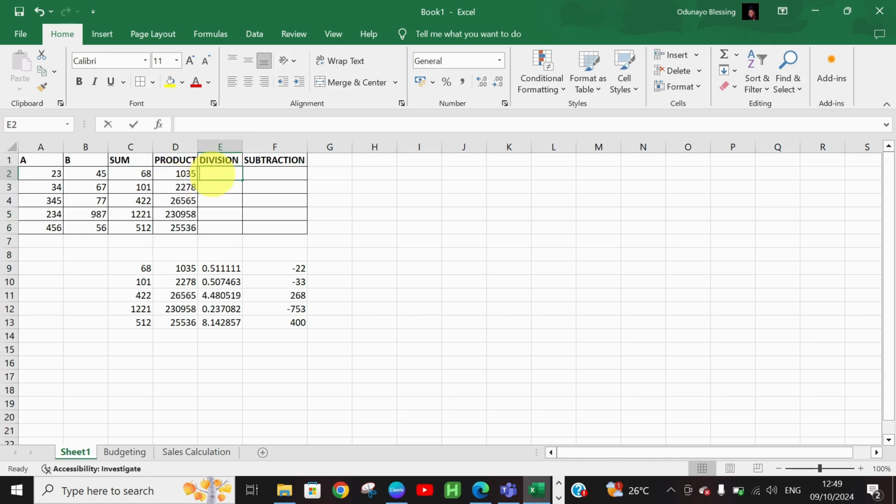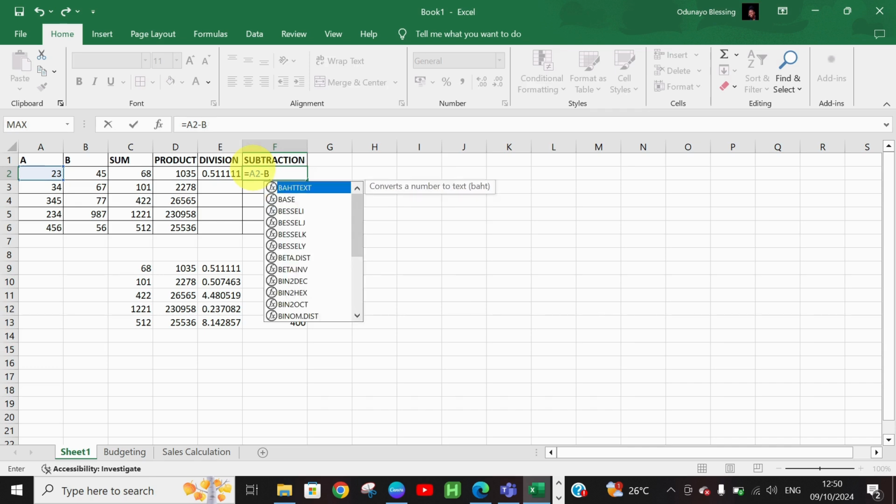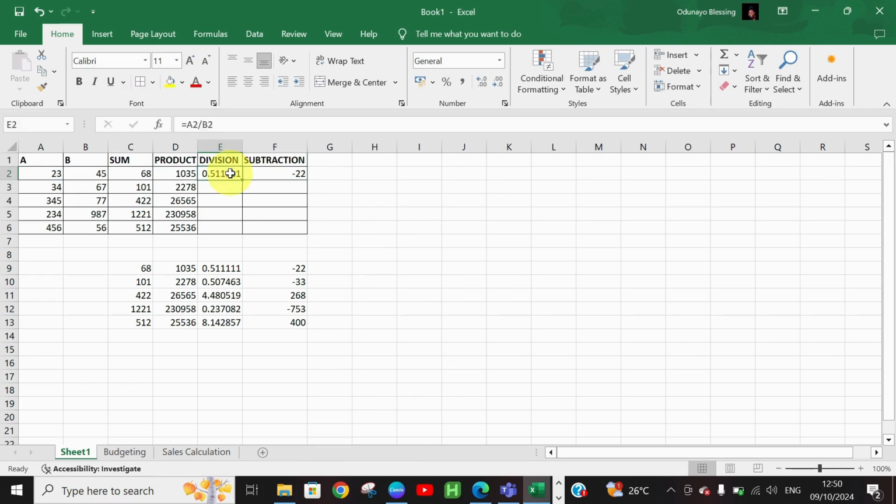The same thing applies here. The division of A2 by B2, while the subtraction A2 minus B2 also gave us this. You can as well copy this together and it gives you the answer at a go. Now, the focus of this class is not even on these formulas, rather on the relative or the absolute values.